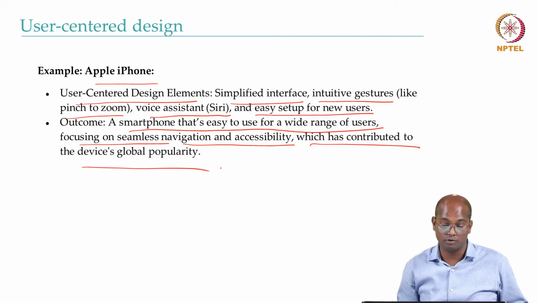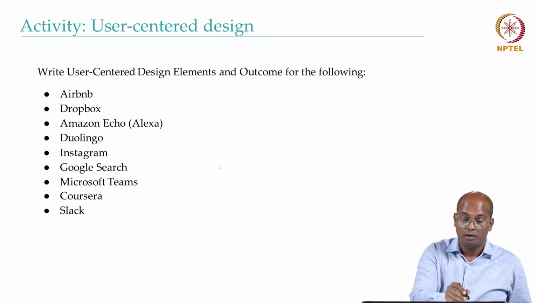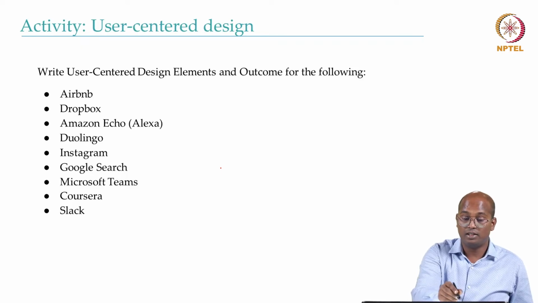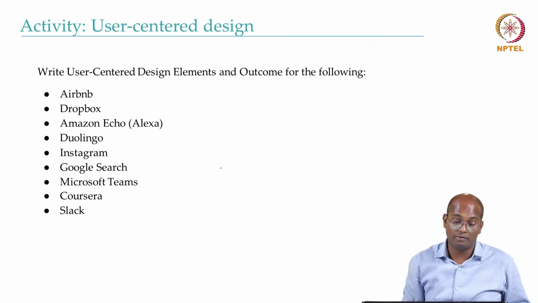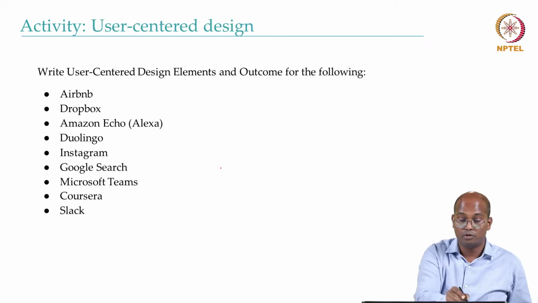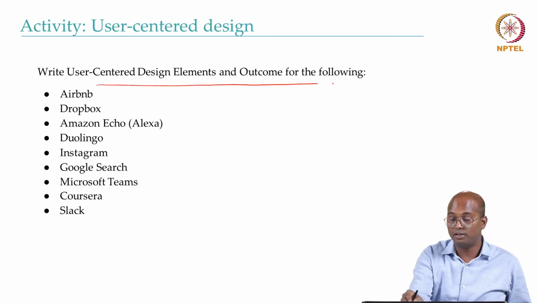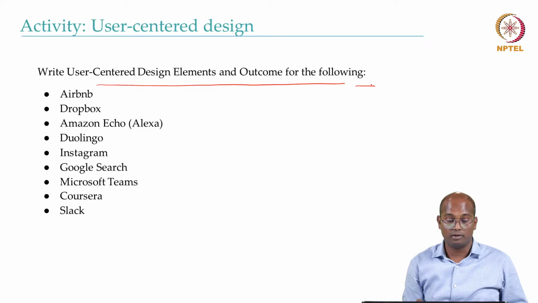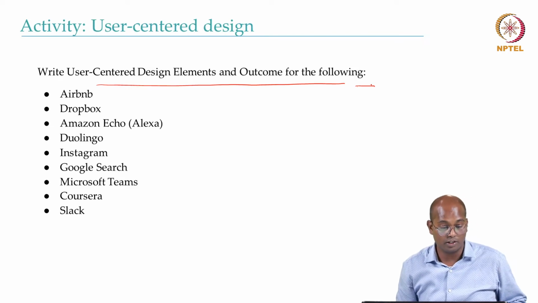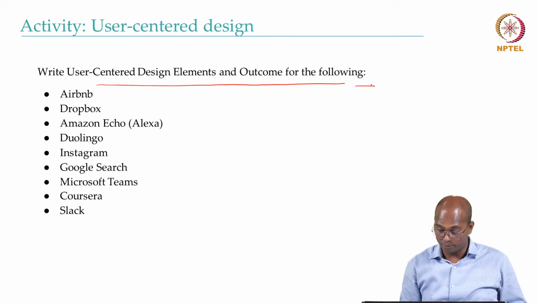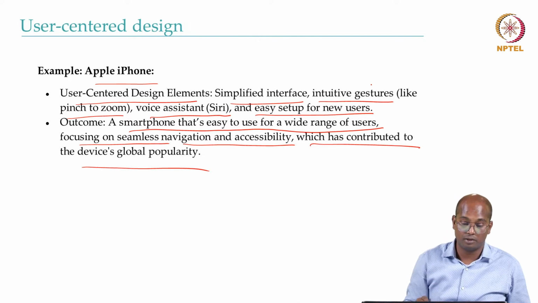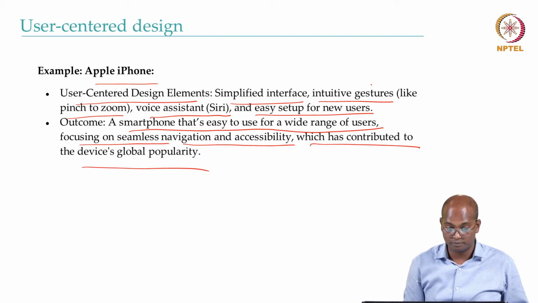So next is an activity. The activity in the user-centered design: write user-centered design elements and the outcome for the following: Airbnb, Dropbox, Amazon Echo, Duolingo, Instagram, and so on, based on the previous example that we discussed.